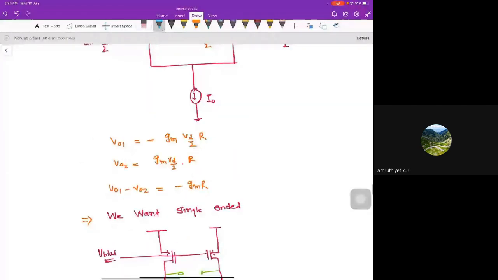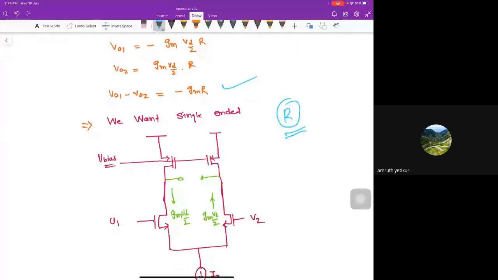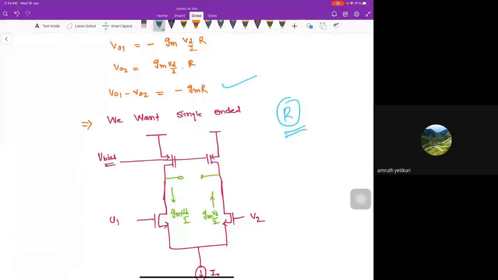But we want a single-ended output, and I am also not satisfied with this R, because implementing R in a chip is a difficult thing. Implementing a MOS is easier compared to R, because it takes less area and fewer steps. An accurate value of R is also not going to be achieved; there is a very large variation. It can be done, but at too much cost.